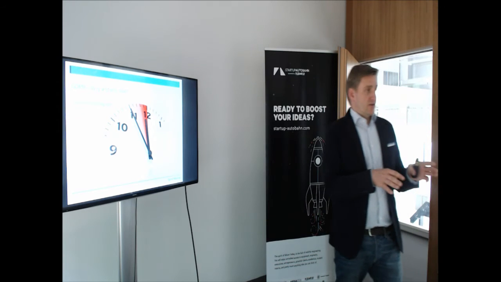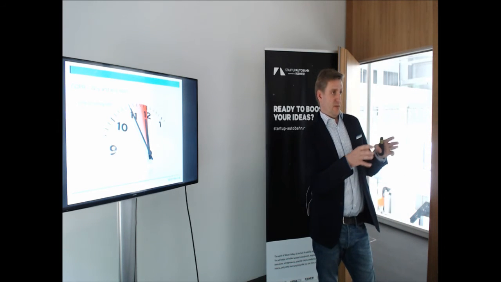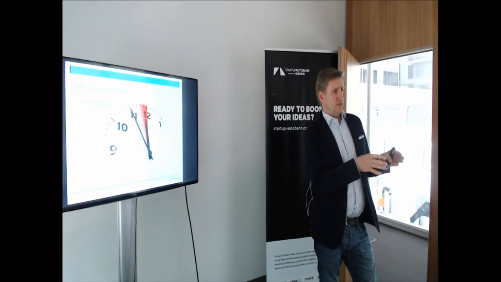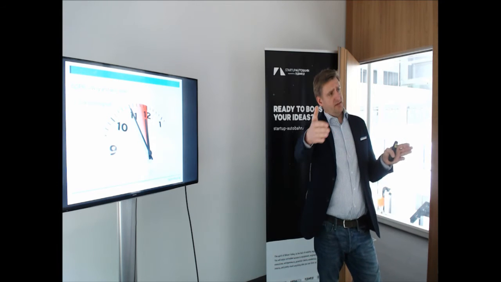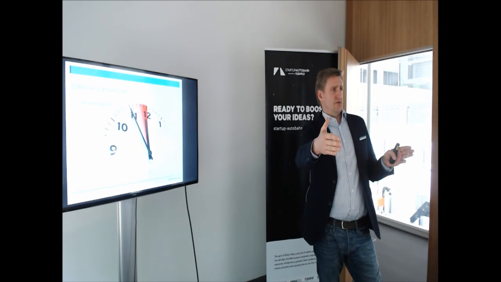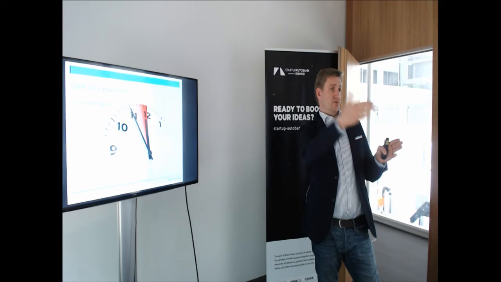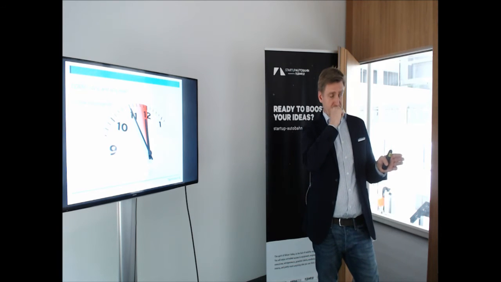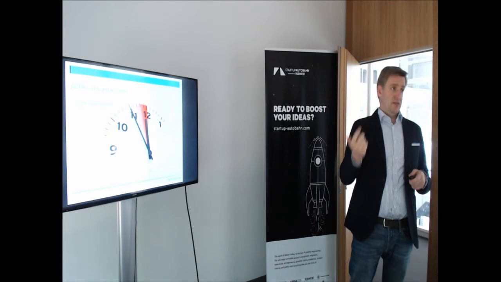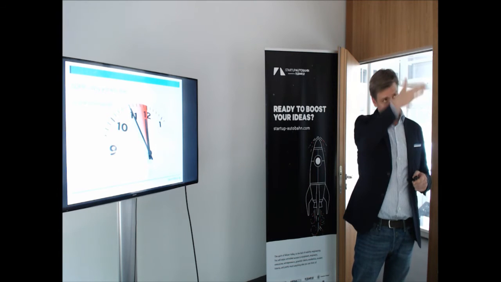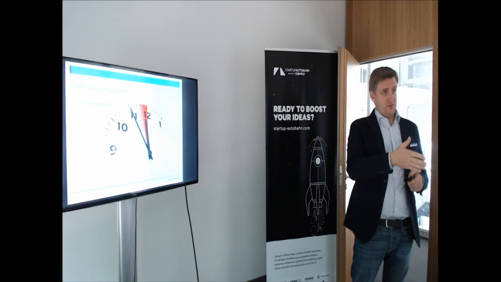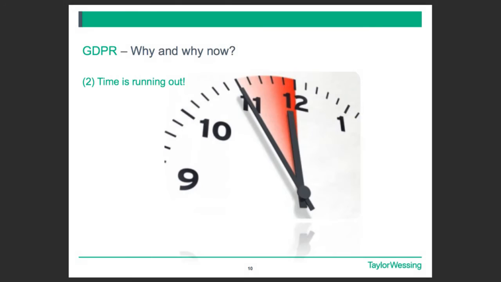The GDPR, the General Data Protection Regulation, was passed last year. But then they decided on a two-year transition period for companies in order to adjust to the new requirements. This transition period is going to run out in May 2018. So this is basically the deadline for everyone to become compliant, because starting May 25th, 2018, you have to be compliant, right?